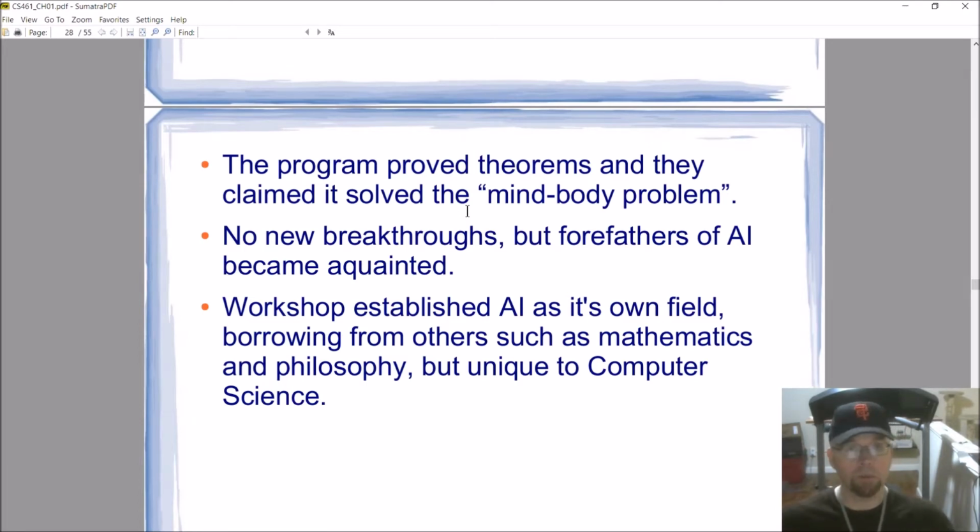The big idea here is a bunch of important people got together, and they had a minor accomplishment here. They had an AI that could prove theorems, okay? But the other goals that they tried to accomplish, they didn't have any other really major breakthroughs, but the founding fathers, the forefathers of AI, they all got to know each other. And this workshop really is what established AI as its own field, right? This is its own separate area of study now. We have this thing called artificial intelligence. And it was borrowing from all these other fields, all these other disciplines, as we've been talking about before, mathematics, philosophy. But there was a distinct spin on it, right? It was within the framework of computer science.